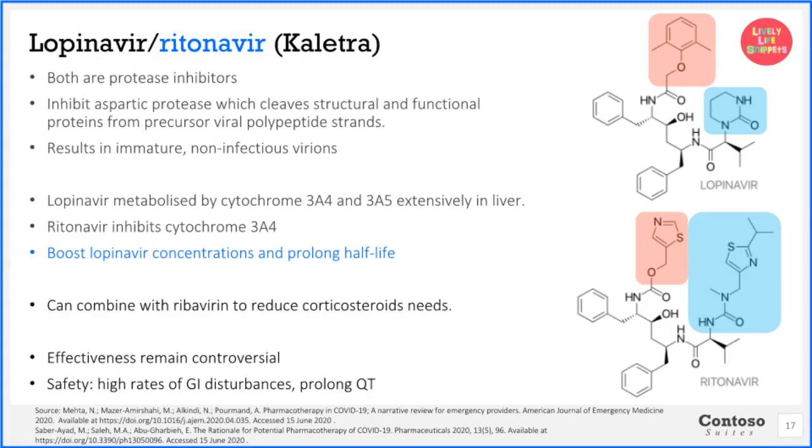They inhibit aspartic protease, which cleaves structural and functional proteins from precursor viral polypeptide strands. As the precursors are not cleaved to become fully functional, immature and non-infectious virions are produced. Lopinavir is being metabolized by cytochrome 3A4 and 3A5 extensively in liver. Concurrently, ritonavir inhibits cytochrome 3A4. This boosts lopinavir concentrations and prolongs its half-life, enabling lopinavir to exert its antiviral effect longer.